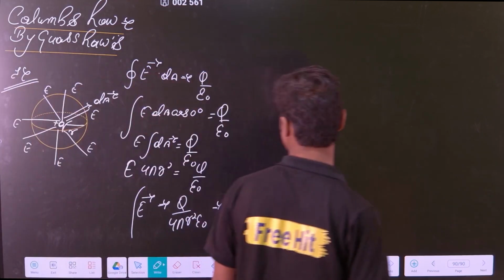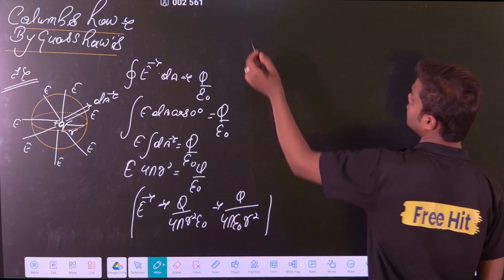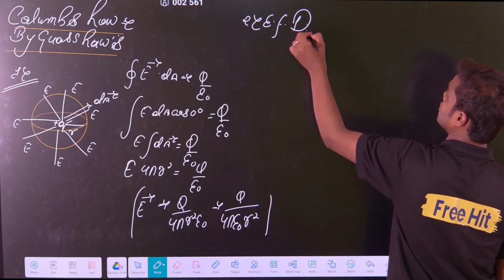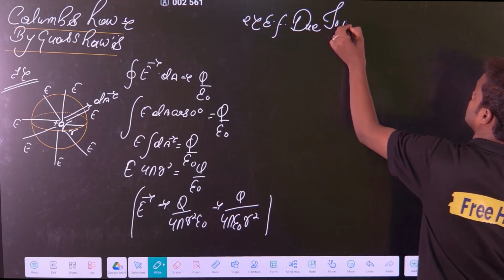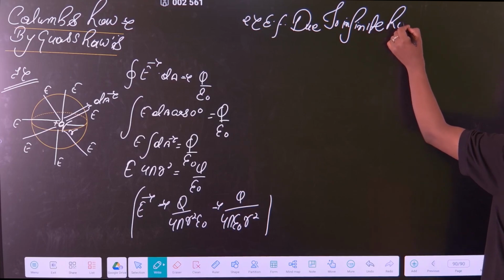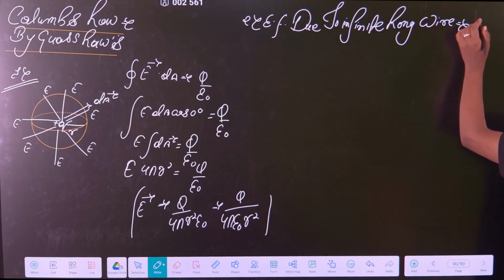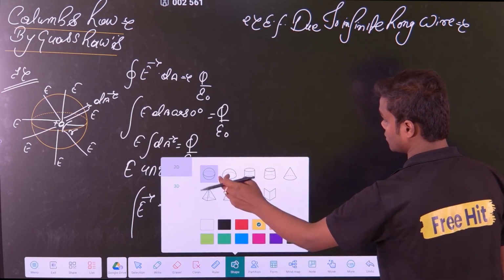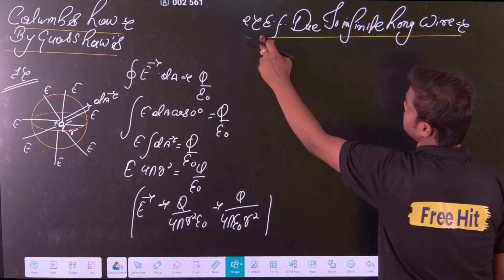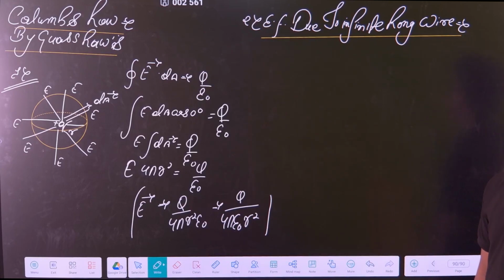So our next derivation is the electric field due to an infinite long wire. Do you remember what the electric field due to the infinite long wire is? Can you tell me? That is 2k lambda by r.